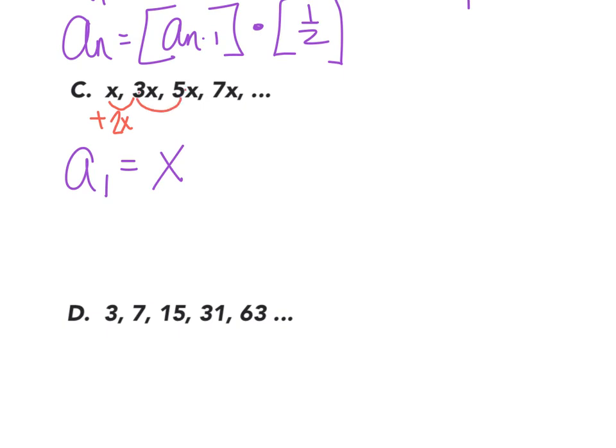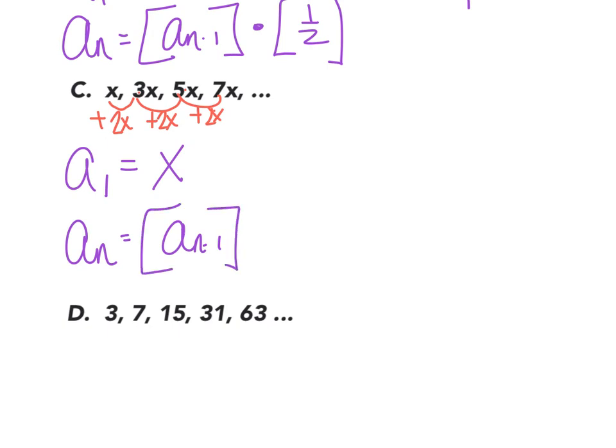How do I get from 3x to 5x? Well, again, I can add 2x. 5x to 7x? Again, I can add 2x. So it looks like that pattern of adding 2x works. So let's write out the rule. A sub n equals the previous term, a sub n minus 1. And what did we do? Well, we added 2x.